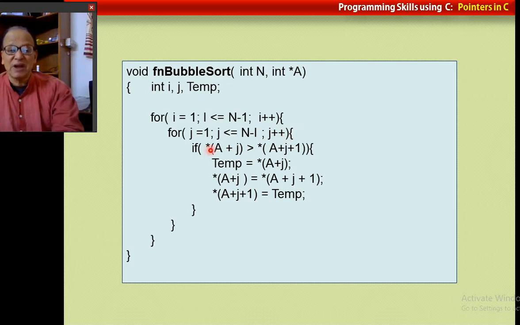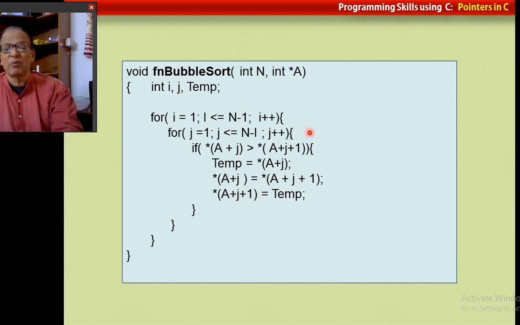So you're asking star a plus j compared with star a plus j plus 1. Remember the regular integer version will be a j is greater than a j plus 1. So now it becomes star within brackets a plus j greater than star a plus j plus 1. So copy the content at a plus j to temp, the content at a plus j plus 1 to a plus j, and temp back to this one. And this is the pointer version of the bubble sort which I have written earlier.